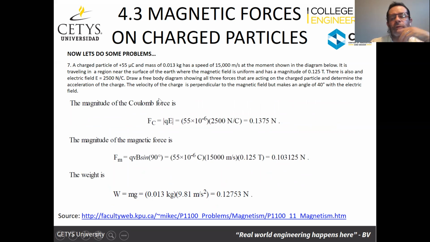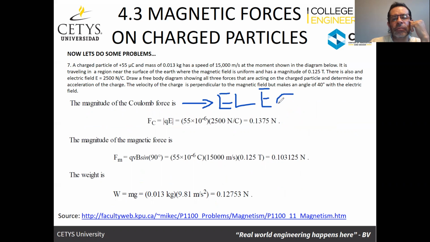The Coulomb force, or the electrical field force, this is the blue, this is the electrical, the magnitude is going to be Q times E. So the electrical charge times the field, we've got 0.1375 newtons.